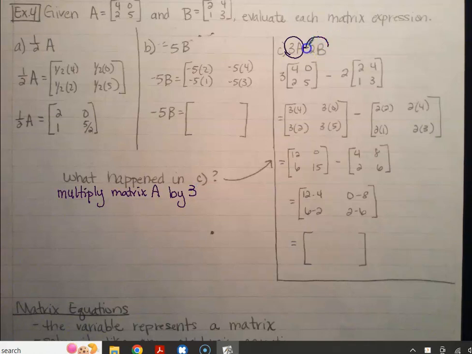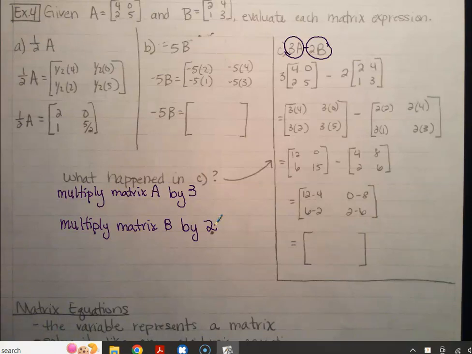And here we need to multiply matrix B by 2. Or you could choose to do negative 2 and then add them, but I'm not going to do that. Okay, that might have been a better way to do it, but I want to look at the subtraction part. So you could kind of choose which.